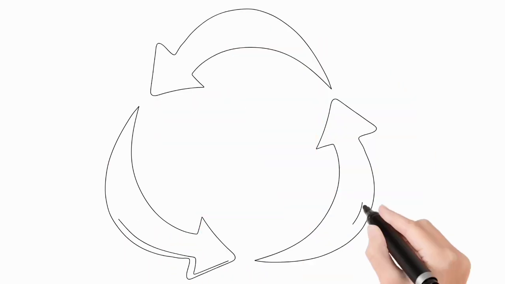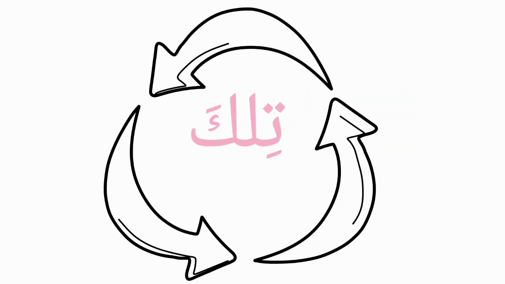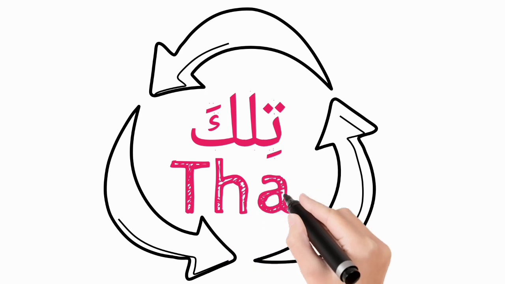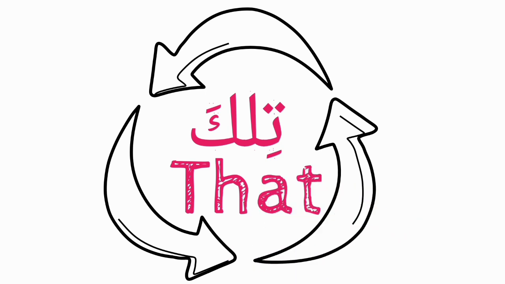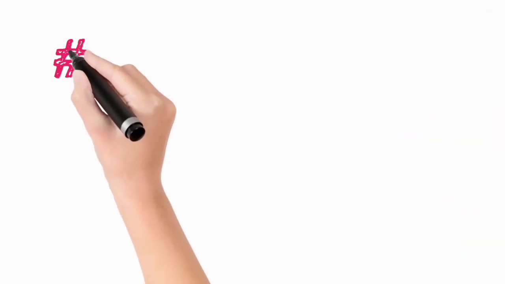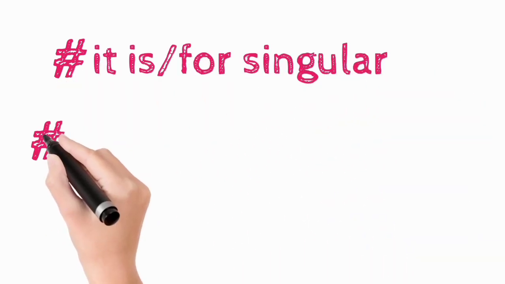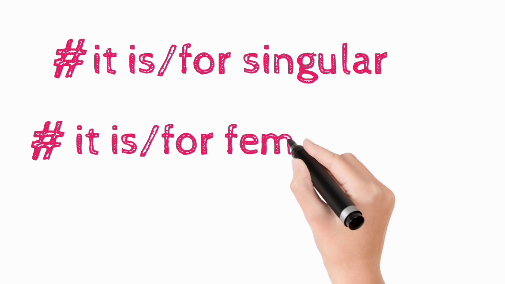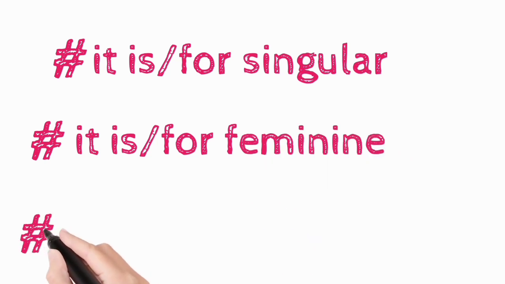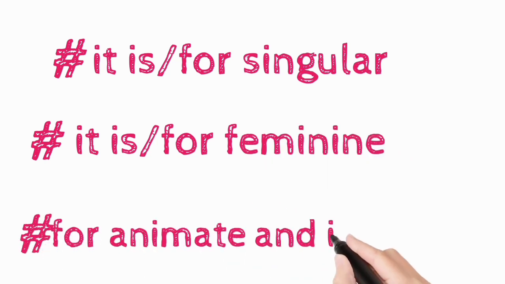Here we have tilka, and tilka simply means that. Tilka is the feminine form for zalika. So whenever you are referring to a female or you are pointing to a female, you make use of tilka. It is singular in nature, it is for the feminine, and it can be used to address things that are animate and inanimate, provided that they are singular and feminine at the same time.